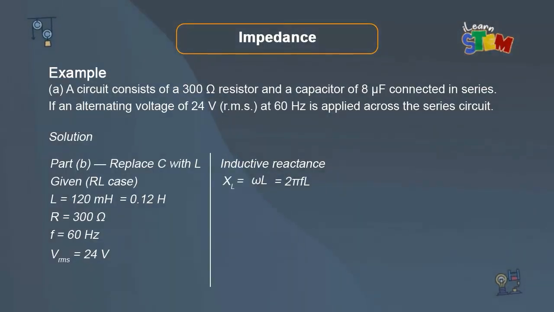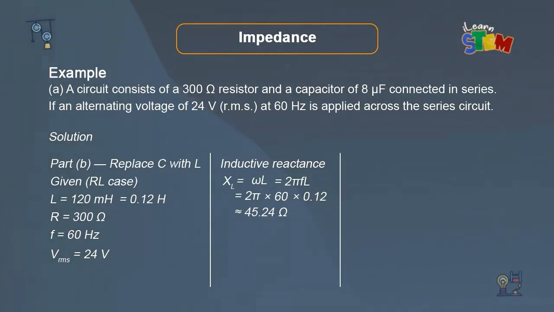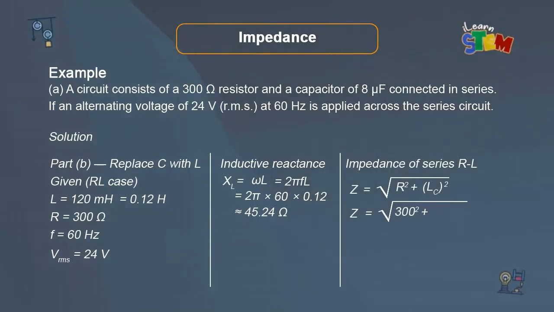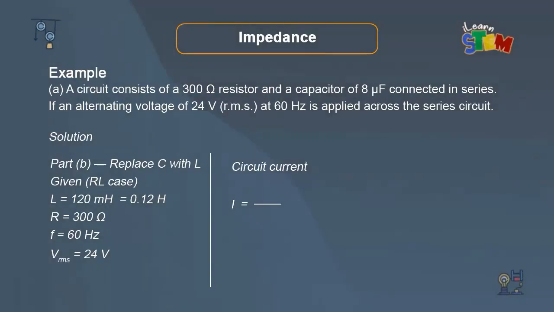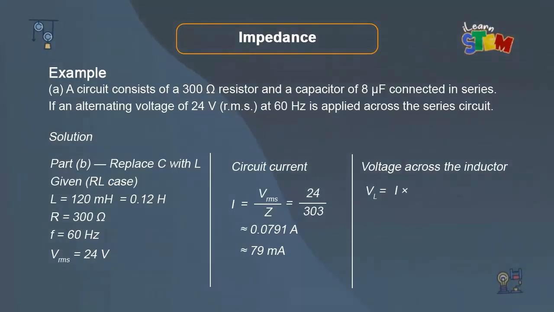The reactance of an inductor is equal to 2 times pi, times frequency times inductance. That is 2 times pi times 60, times 0.12, which is approximately 45.2 ohms. The impedance is then the square root of 300 squared plus 45.2 squared. This is about 303 ohms. Now, the current is voltage divided by impedance. 24 divided by 303, which gives about 79 milliamps. Finally, the voltage across the inductor is equal to current multiplied by inductive reactance. That is 0.079 multiplied by 45.2, which is approximately 3.6 volts.